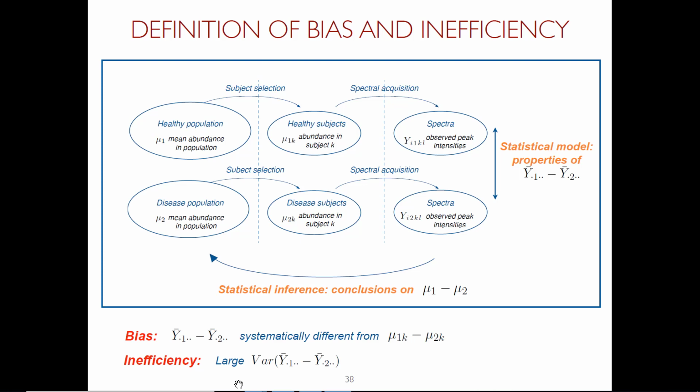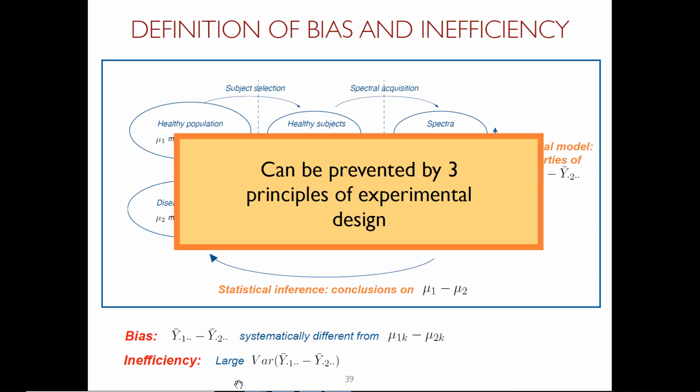So that's really how we will decide what we do. Okay, so we want to avoid bias and variance. We can do this using 3 fundamental principles of experimental design. And these principles, I did not invent them. They have existed for centuries.